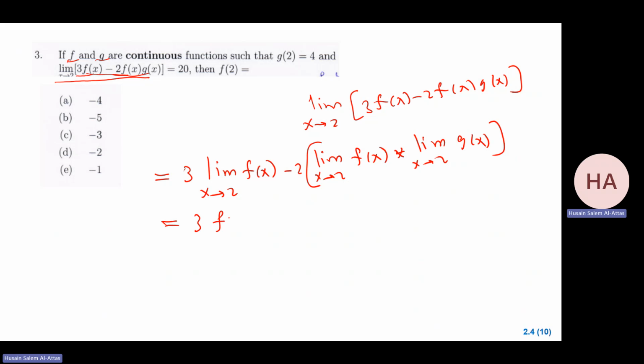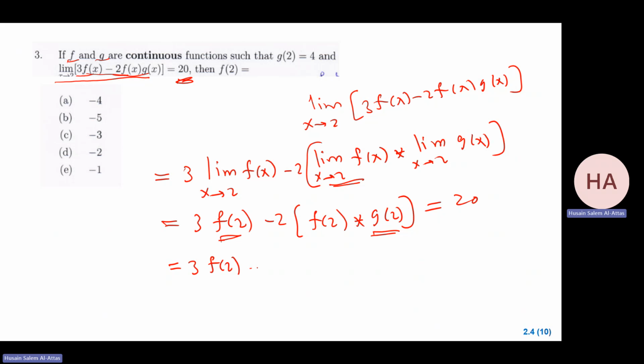So now the function f is continuous. So that will be 3 f of 2 minus 2, this is the function continuous, so that will be f of 2 times g of 2. And that should equal what? It's equal to 20. Okay, now I'm looking for f of 2. g of 2 is 4. So I have 3 f of 2 minus 8 f of 2, that will be equal to 20. So I have minus 5 f of 2 is equal to 20. That means f of 2 equals minus 4. That's it.